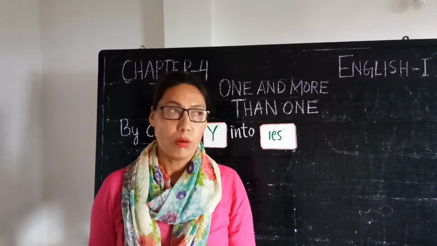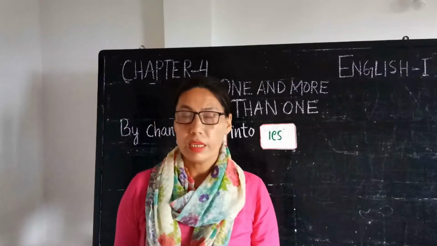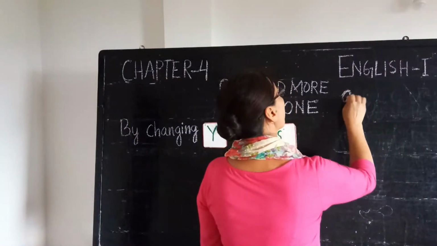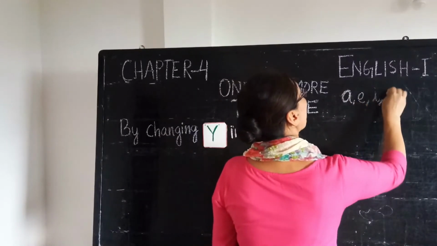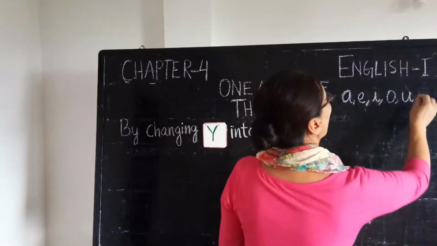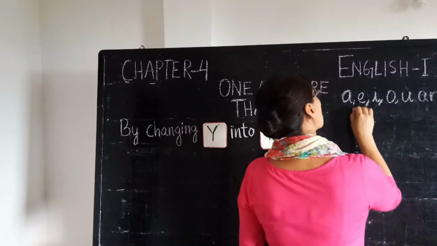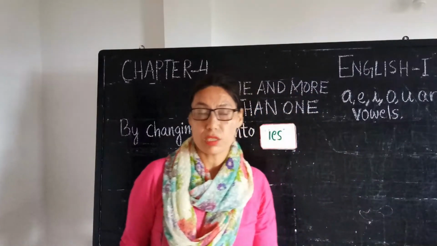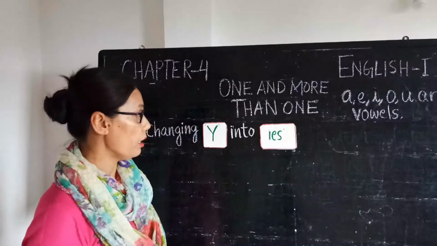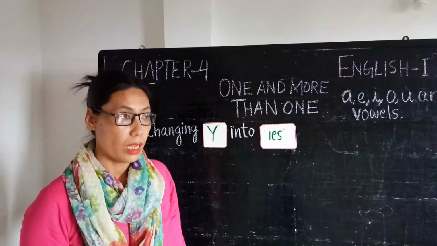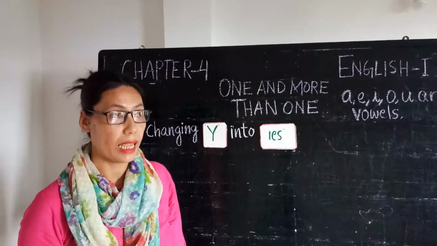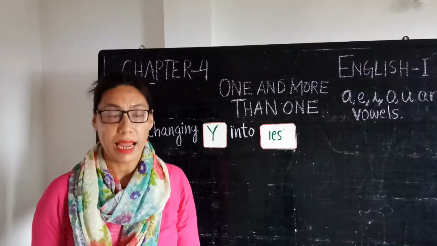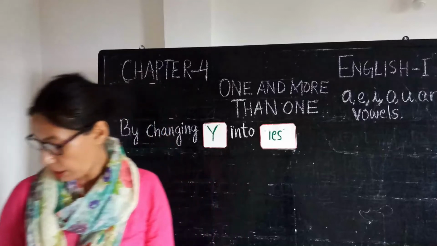Okay children, so what are consonants? In the English alphabet there are 5 vowels. They are A, E, I, O, U. V-O-W-E-L-S, vowels. And the remaining letters are consonants, like B, C, D, F, G, H, J, K, L, M, N, P, Q, R, S, T, V, W, X, Y, Z are consonants. Okay?